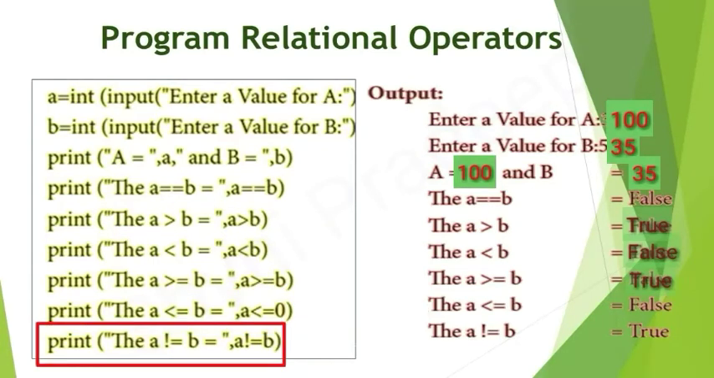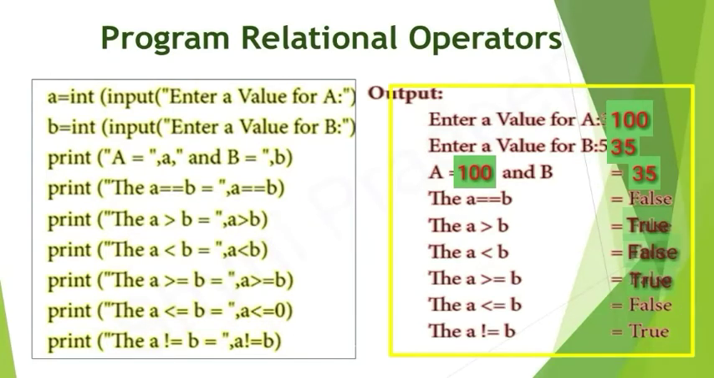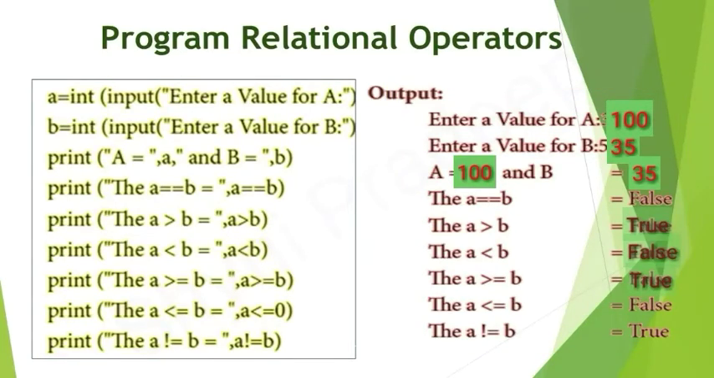Okay, next print the a is not equal to b. Compare these two values. Okay, 100 is not equal to 35. So this is true or false? True. Okay, because 100 is not equal to 35. Okay, so this is true. So this is the output for this program using relational operators. Okay, so this is about relational operators.